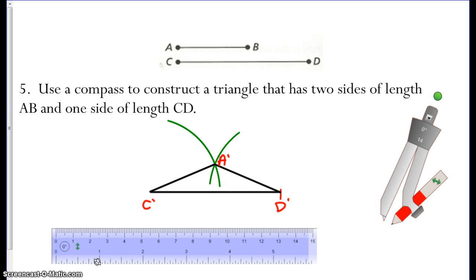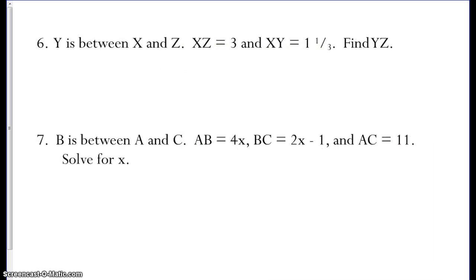Alright, so let's continue working with the segment addition postulate. Okay? What I'd like for you to do is go ahead and pause the video. Try these 2 problems on your own using the notes from Unit 1, Lesson 1 as your guide. Okay? So take a pause and try these problems now.